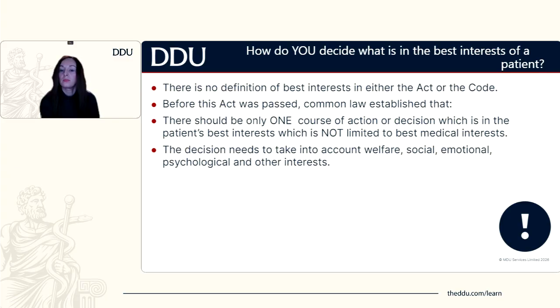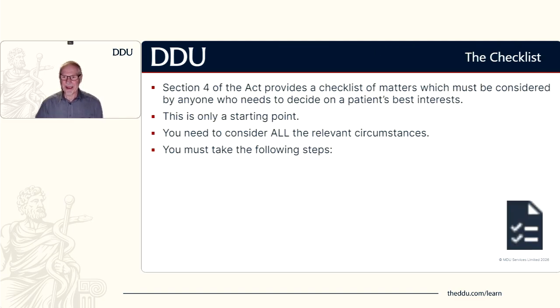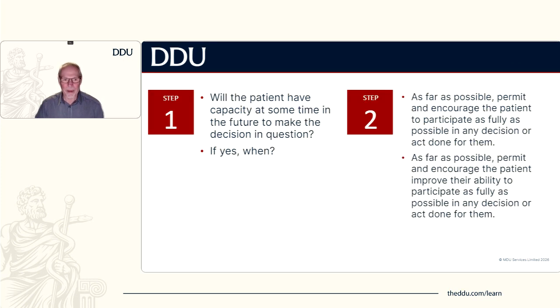So how do you decide? As we said, there's no definition of best interests. We've covered all of that already. So, the checklist. Section 4 of the Mental Capacity Act provides a checklist which you need to consider when deciding what's in the best interest. It's a starting point. So just take the following steps. Will the patient have capacity at some point in the future to make the decision? If yes, when? So as far as possible, permit and encourage the patient to participate. Get the patient involved as much as you possibly can, and try to improve their ability to participate as much as you possibly can.